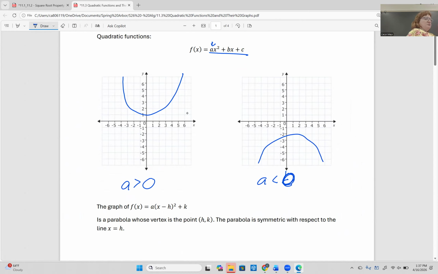There are two big ways these quadratics can be written. The first one, ax squared plus bx plus c, is known as standard form. This one here is known as vertex form. So a times (x minus h) squared plus k is known as vertex form. It's because we can read off the vertex.